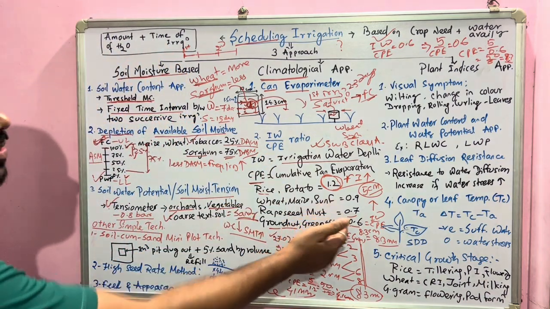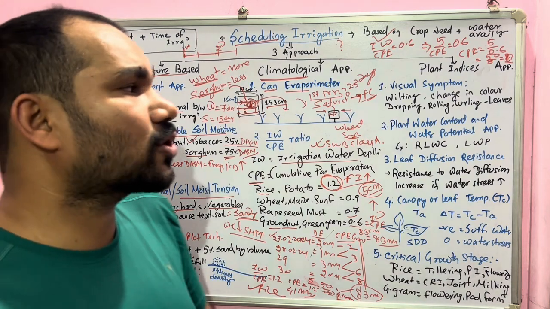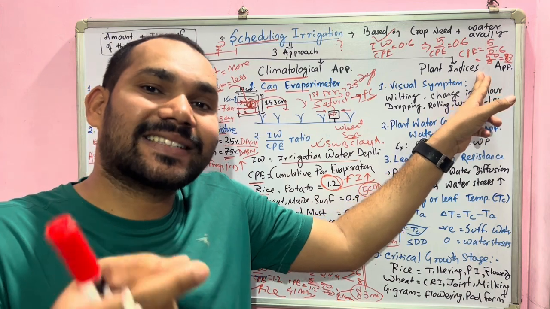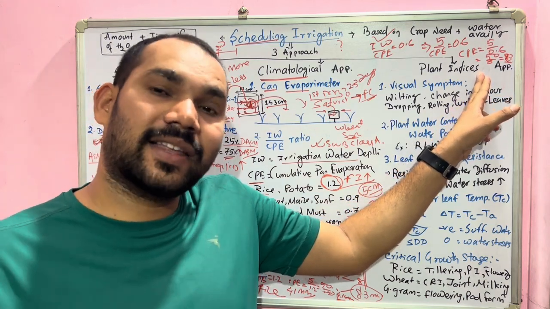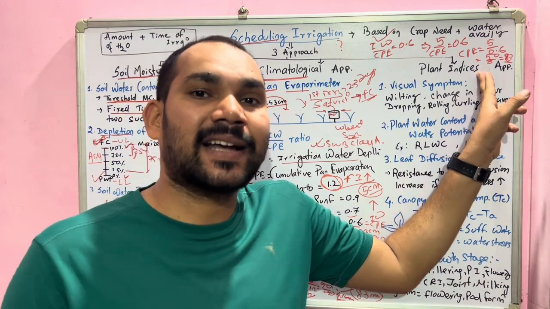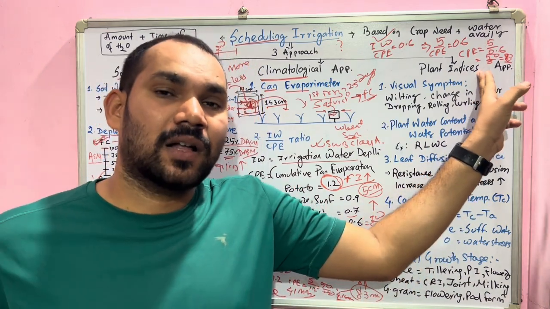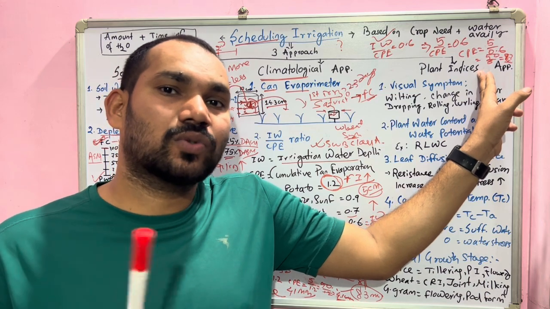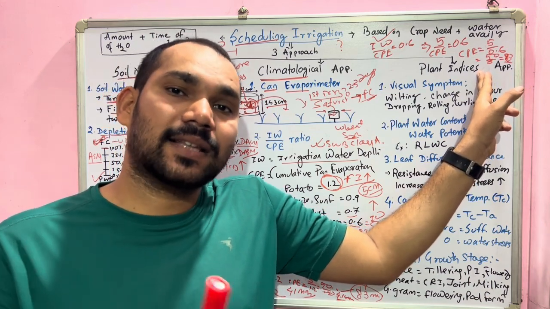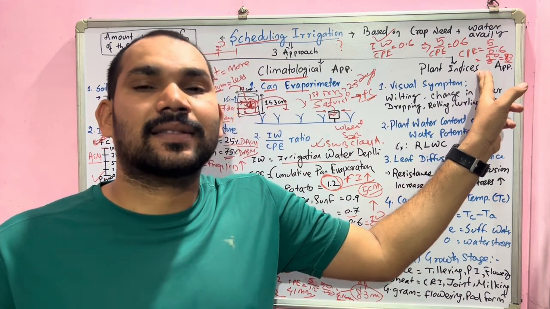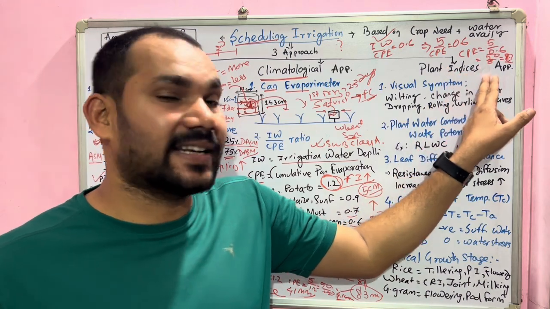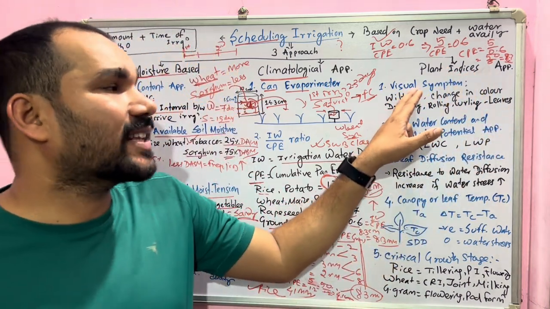You have to remember some of the data. Then coming to plant indices: if water content is decreasing in the soil, then obviously the water content in the plant will also decrease, because where does the plant get water from? From the soil. If there is no water in your soil, then there will be no water in the plant. If the plant has less water, it will show some symptoms, which is called the plant indices approach. So the first one is visual symptom.